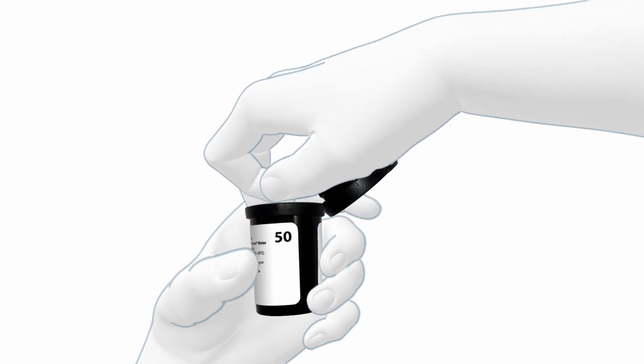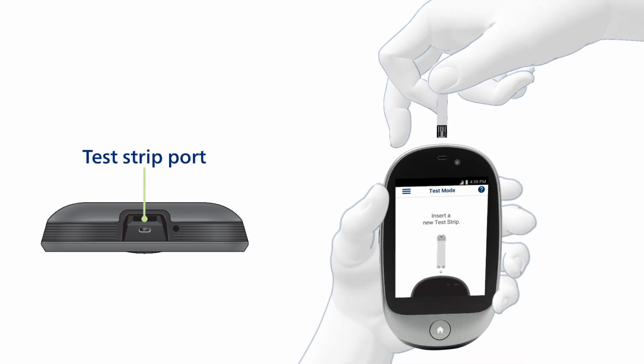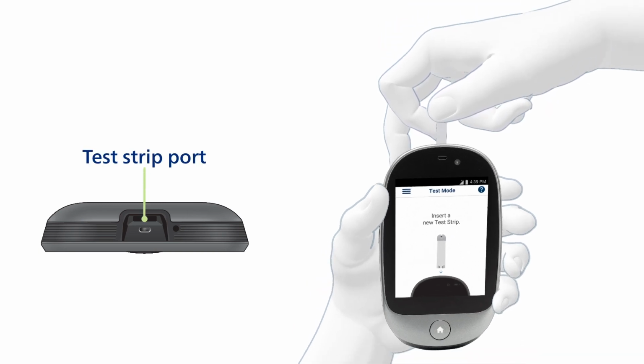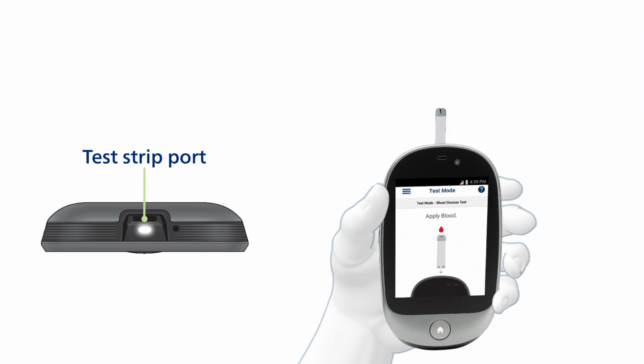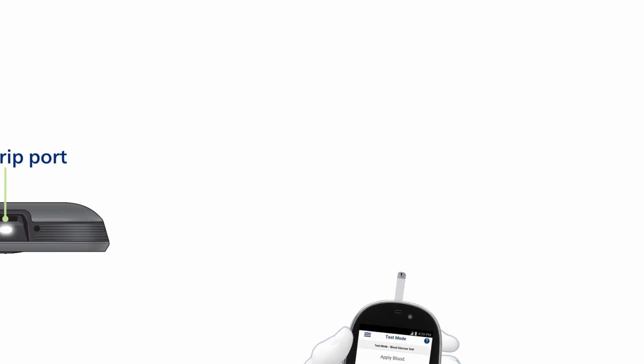Remove a test strip from the bottle and close the bottle immediately. Firmly insert a test strip into your meter until it is fully seated. The strip port light will turn on and "apply blood" will appear on the screen.